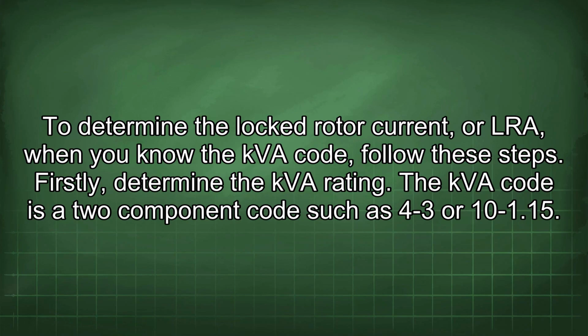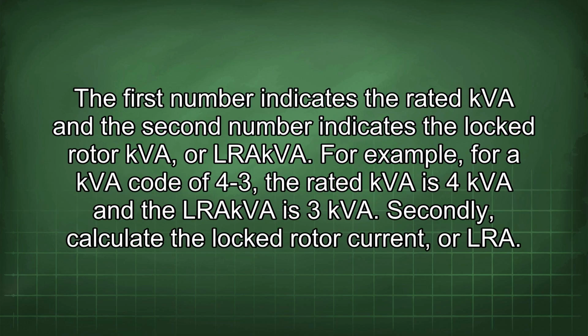To determine the locked rotor current, or LRA, when you know the kVA code, follow these steps. Firstly, determine the kVA rating. The kVA code is a two-component code such as 4-3 or 10-1.15. The first number indicates the rated kVA and the second number indicates the locked rotor kVA, or LR kVA. For example, for a kVA code of 4-3, the rated kVA is 4 kVA and the LR kVA is 3 kVA.